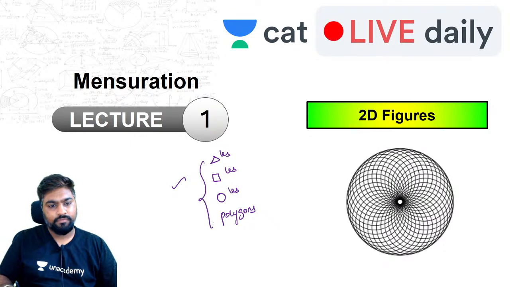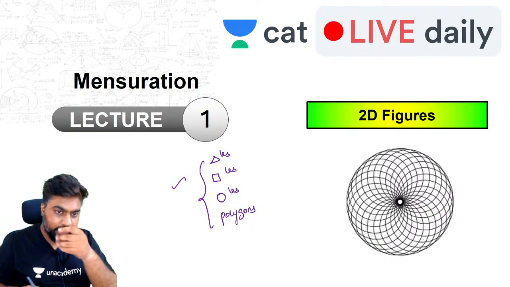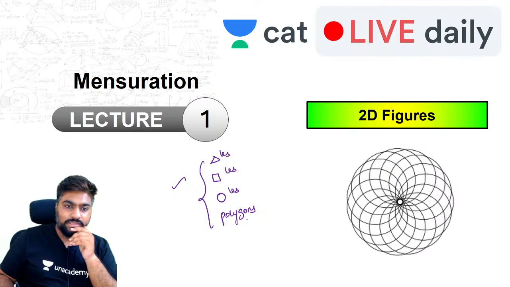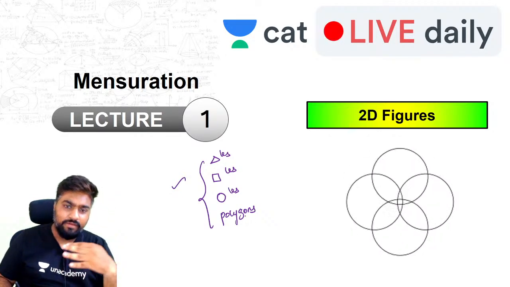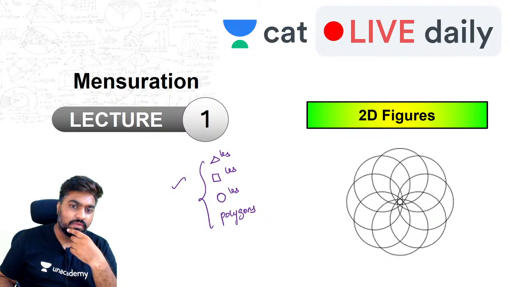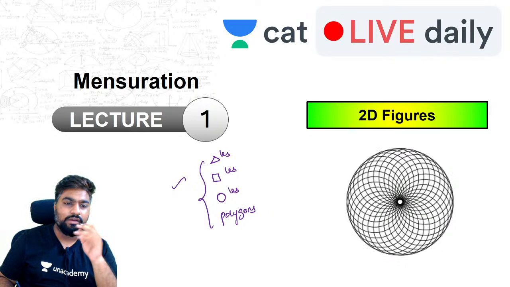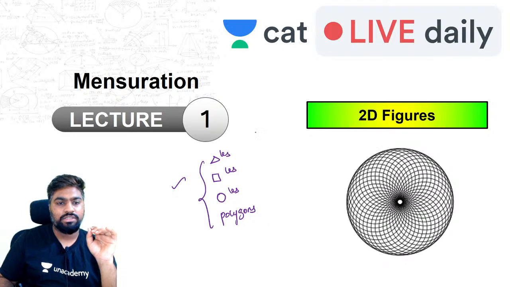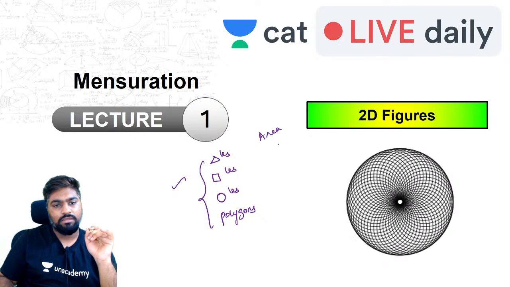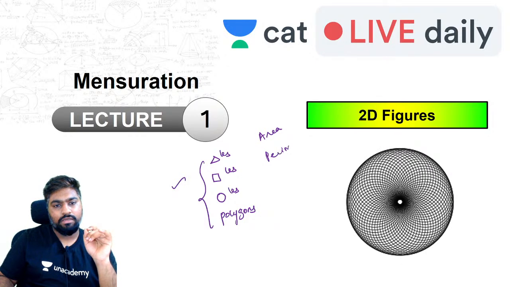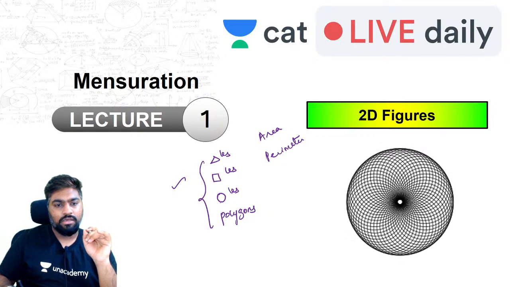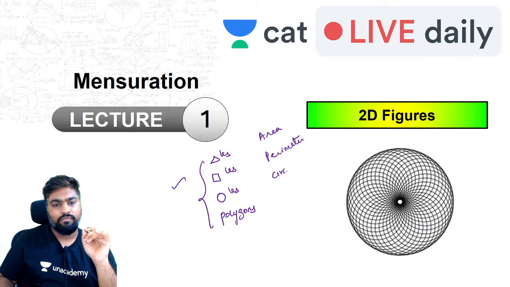Cool. So we've already covered most of their concepts, so we'll just quickly revise through their concepts and then we'll jump to questions, right? We'll not be dealing with all theorems and all that, just mensuration part. We'll be looking at area, we'll be looking at perimeter. Yeah, for circle we'll be looking at circumference.